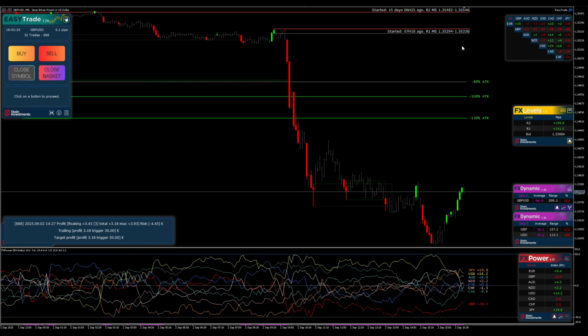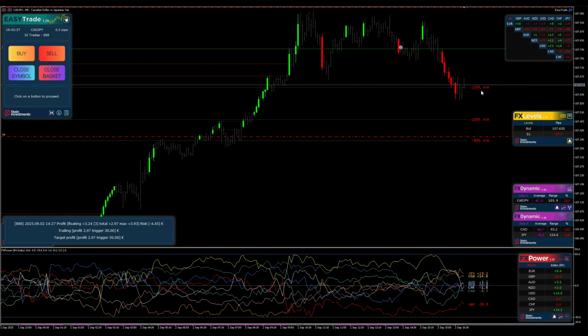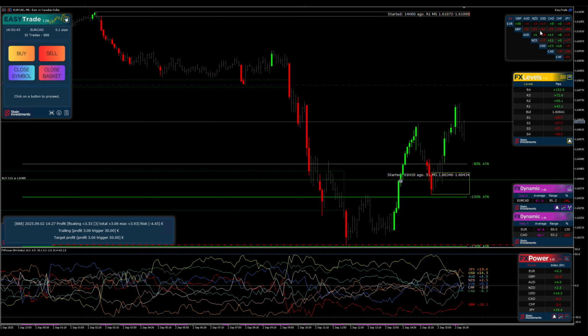dollar pairs. One already reached its profit target. I assume it was the Canadian dollar against the Swiss franc, yeah, which hit the profit target here. Canadian dollar, Japanese yen is also fairly in profit, and the same is true for the euro against the Canadian dollar, as you can see here. So I'm pretty happy with that.